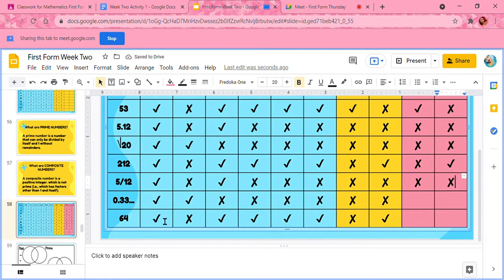0.333, never-ending recurring 3. None of them. Very good. The number 64. Composite. Very good. And because it is composite, that means it cannot be prime.